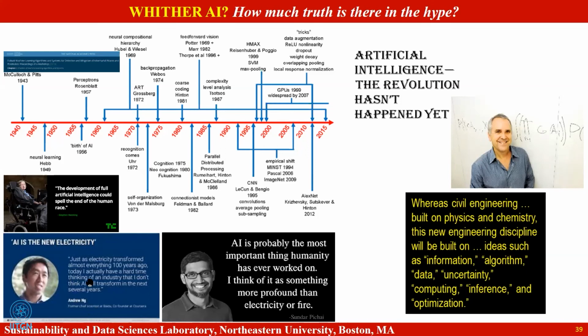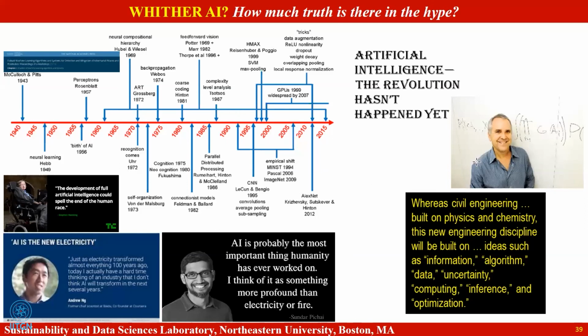So here is Andrew Ng, who is an expert in deep learning and machine learning, and he has said AI is the new electricity. Here is my batchmate Sundar Pichai, who I guess all of you know, and he says AI is the most important thing, more profound than electricity or fire. Even physicists have been cautioning us about AI.